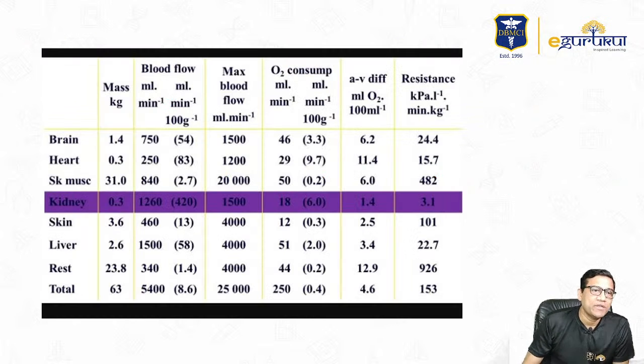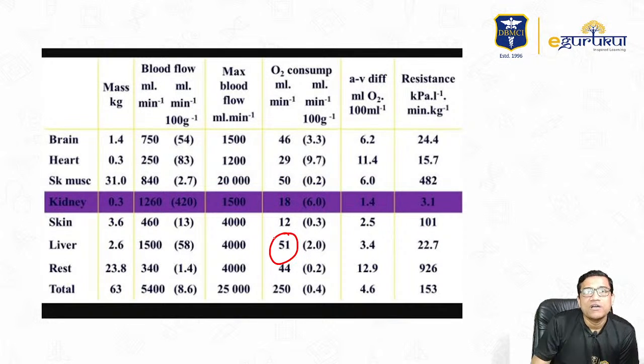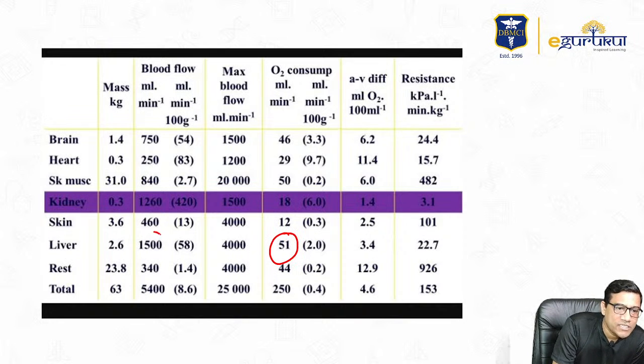So this is a table. You can say brain mass is 1.4 or 1.5 kg, blood supply is 750, oxygen consumption is 52 per ml, maximum blood flow is 1500. Is the brain in any mental activity, oxygen is 46. So you can see the highest is muscle, before that is liver. So liver has the highest oxygen consumption, and highest blood is also liver.